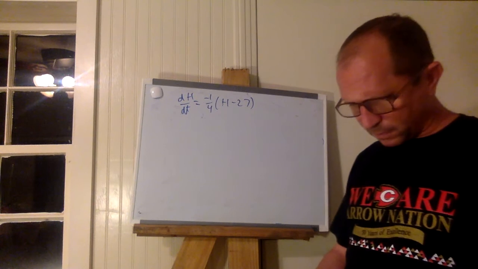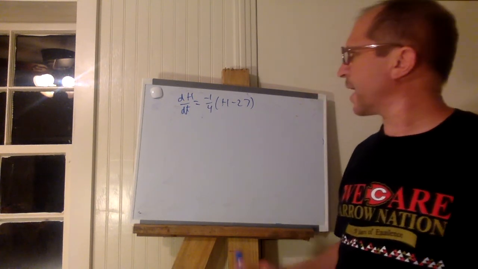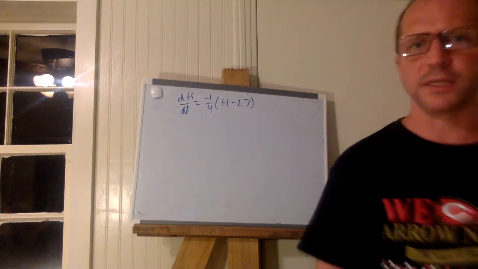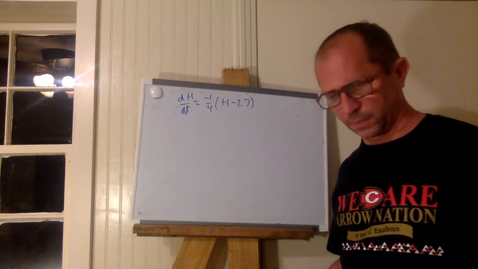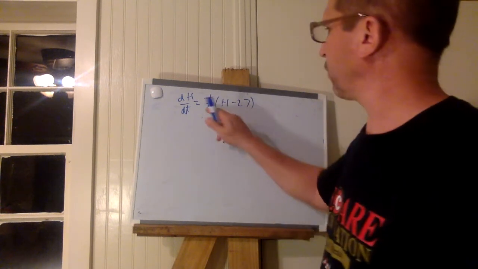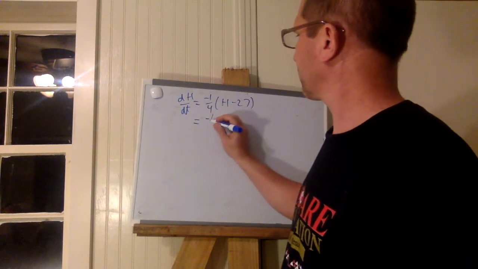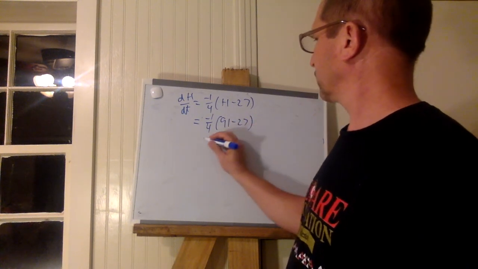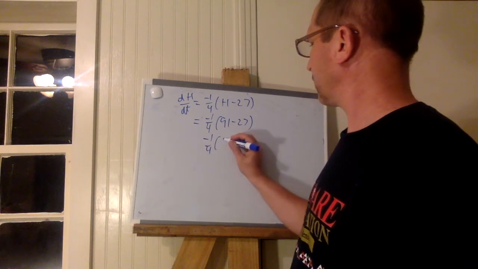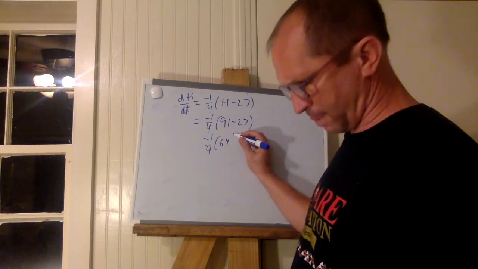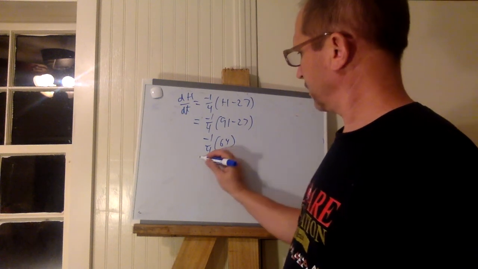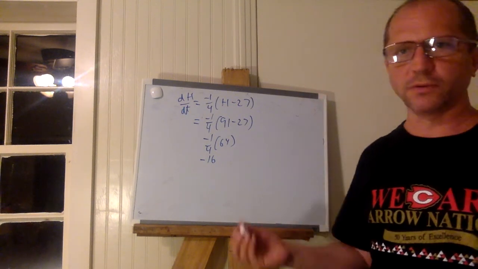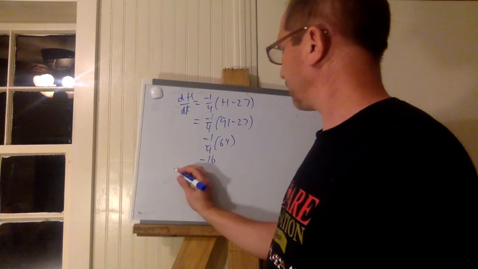So it tells us that when time is 0, the temperature is going to be 91. So negative 1/4 of 91 minus 27. So it's negative 1/4 of 64, which is negative 16. So that's going to be our slope for our tangent line. Now we use the point.